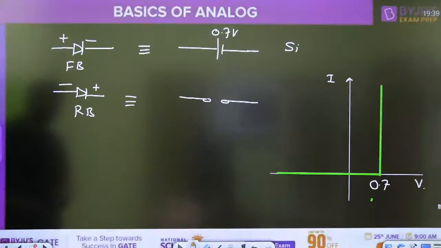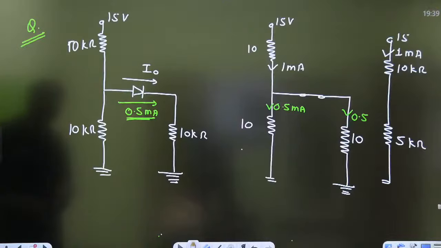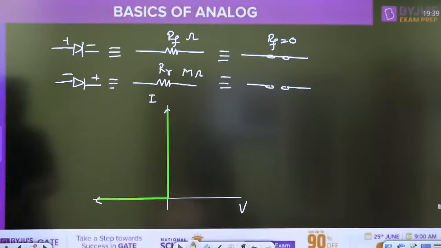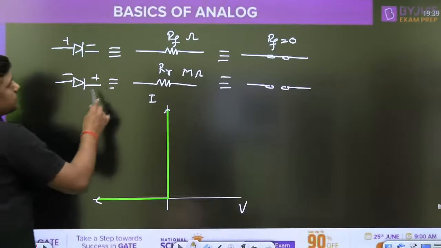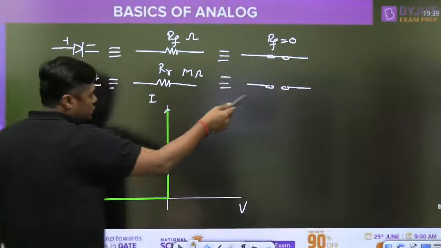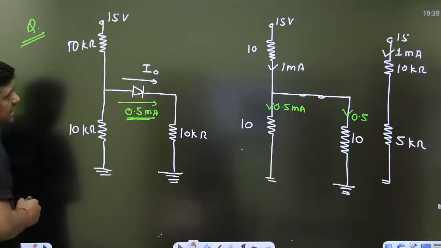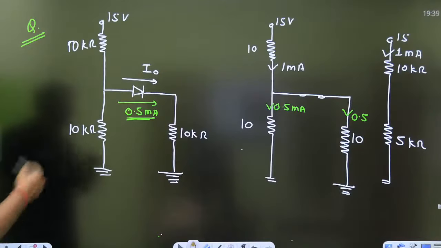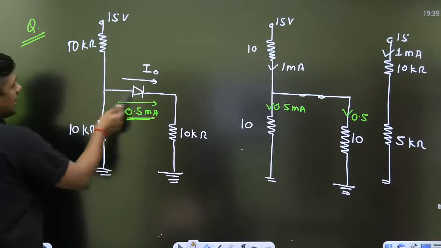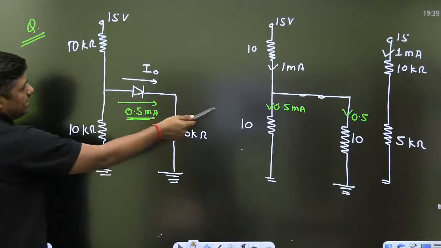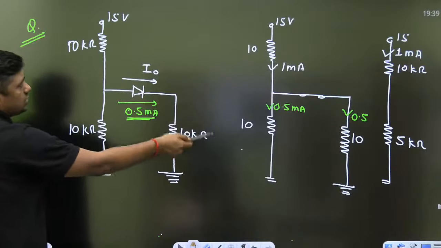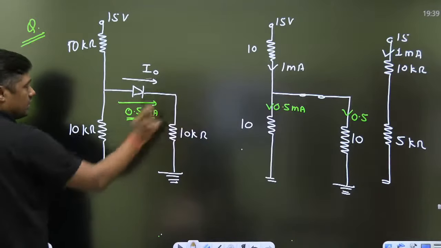First one, for new students, this is called the ideal condition. Ideal condition means it will act as a short circuit or as an open circuit. This is the IV characteristics of the ideal diode. Then the second one I have discussed, already I have solved one question. Ideally it will act as a short circuit. Then we find the solution. That is very easy, right?